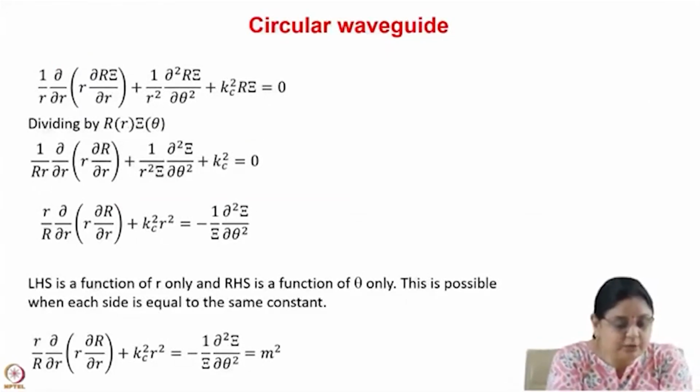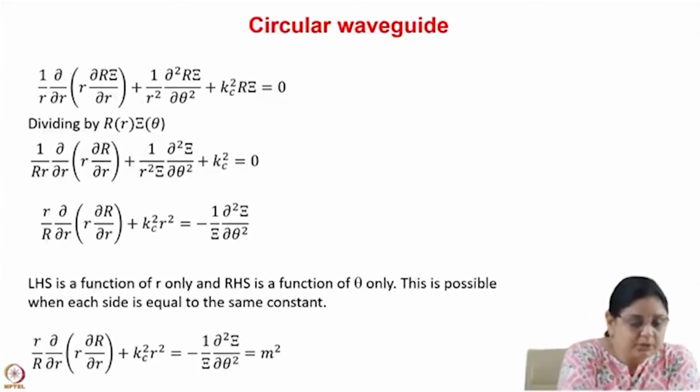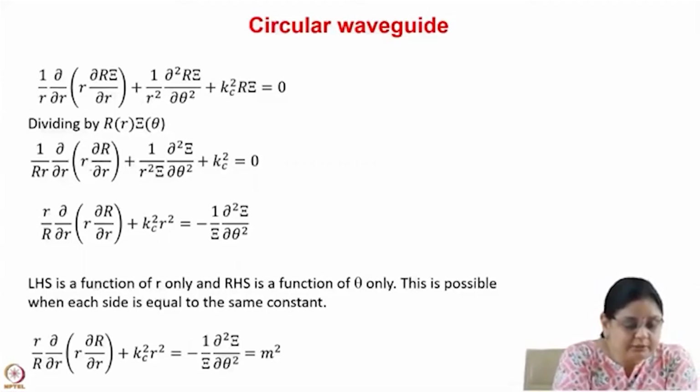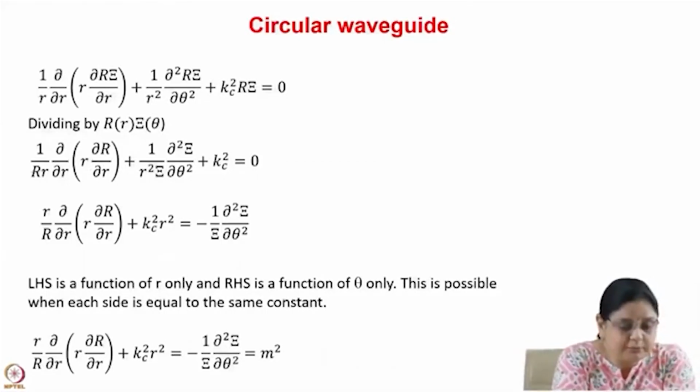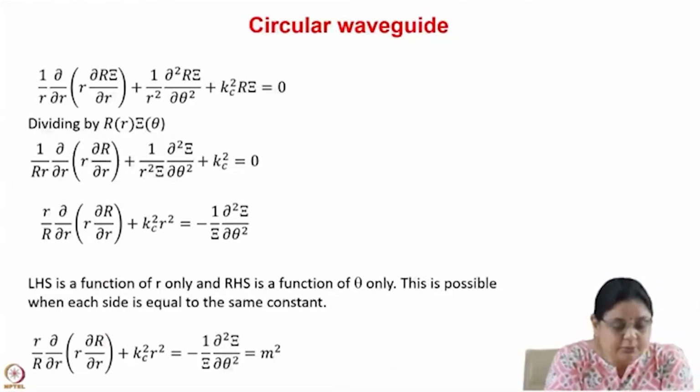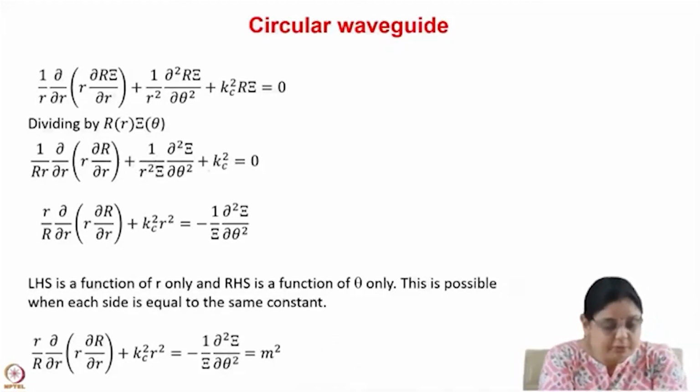Now we divide throughout by R and capital theta. So here this is the derivative with respect to R. So theta comes out, and if you divide by R and theta, theta is cancelled here. And similarly from here, this expression is the derivative with respect to theta. So R comes out, and when you divide by capital R, capital theta, R will get cancelled. So we are left with this equation.